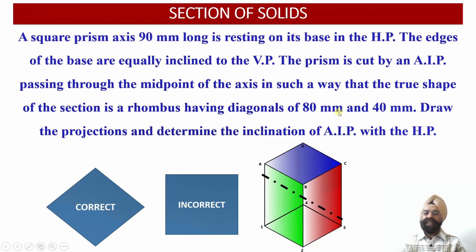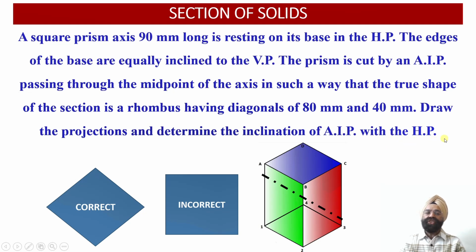The two diagonals are mutually perpendicular to each other, corresponding to the true shape of the rhombus. The dimensions of these two diagonals have been provided to us as 80 millimeter, which is the dimension of the longer diagonal, and 40 millimeter, which is the dimension of the shorter diagonal. Now we are required to draw the projections of the sectioned front view and the top view, and we are also required to determine the inclination of the auxiliary inclined plane with respect to the horizontal plane.